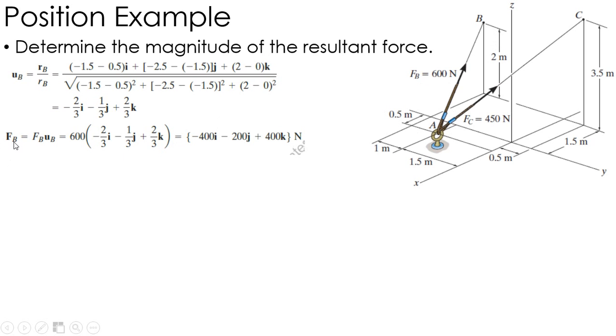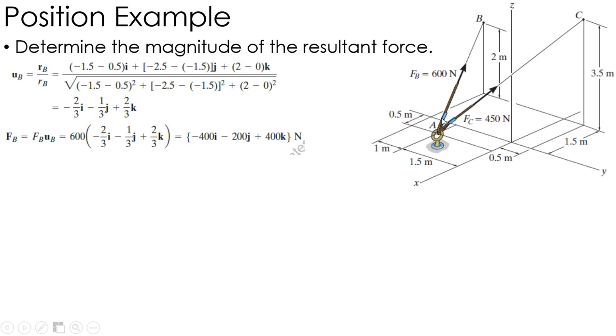So I'm writing the force vector B in Cartesian form just by taking the 600 newtons times the unit vector from A to B, given right here. So I take 600 times -2/3, 600 times -1/3, 600 times 2/3, and I get -400, -200, plus 400. So that's the vector form of FB. And I'm doing the same approach that I do with any vector addition: write each force in Cartesian form, sum up the x, sum up the y, sum up the z. So I'm starting by writing the forces in Cartesian form.